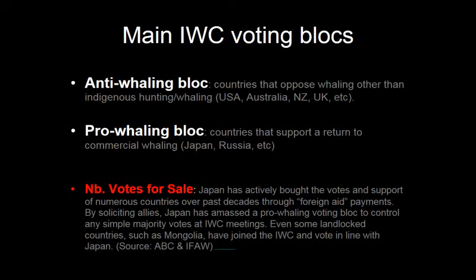And as I mentioned before, votes for sale. Japan has actively bought the votes in support of numerous countries over past decades through foreign aid payments. By soliciting allies, basically Japan's amassed a pro-whaling vote. Even some landlocked countries such as Mongolia have joined the IWC. They're landlocked, no interest in whaling or whatever, and they vote in the IWC. So it's a bit weird, but that's just the reality of it.